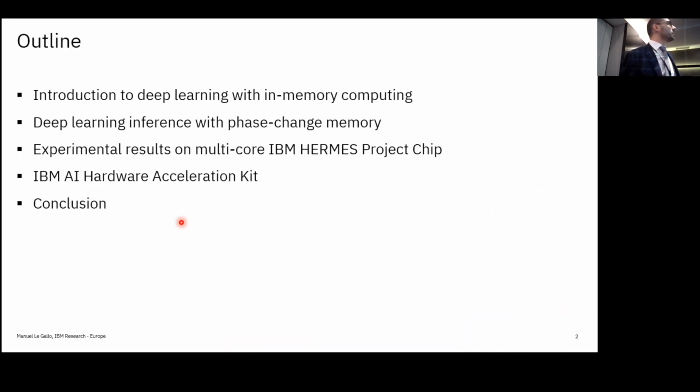I will give a short introduction to deep learning with in-memory computing first. Then after that, I will describe how we can do this with phase change memory technology. And then I will focus most of the presentation on the latest experimental results that we got on the new chip that we got back. This is the IBM Hermes project chip. And then finally, I will also present a little bit of the hardware acceleration kit that we have in order to simulate deep learning inference and training also with in-memory computing.